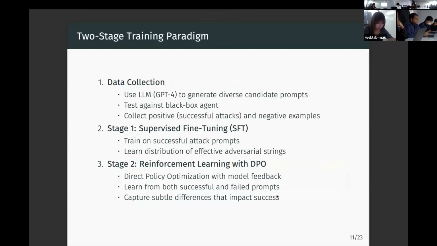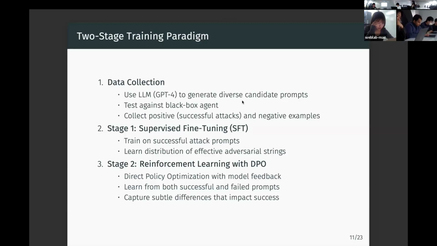So how is AdvWeb trained? It follows a two-stage training program, which consists of supervised fine-tuning and reinforcement learning with DPO. Data collection was done using GPT-4 to generate diverse candidate prompts, and it was tested against already existing black box agents, while collecting positive successful attacks and negative examples.